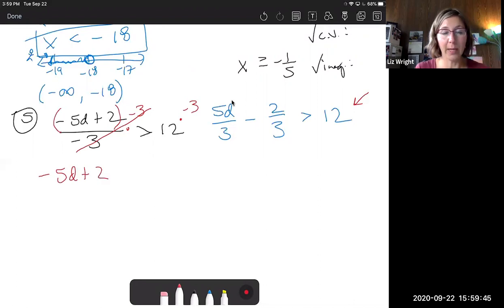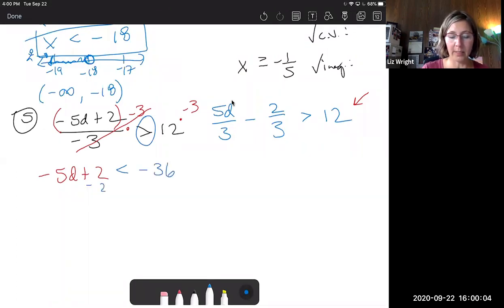And then you just multiplied both sides by a negative. So math siren should be going off in your head, and you should flip that sign right there. So that's going to be negative, or multiply by a negative, so you need to reverse that sign to be less than. 12 times the negative 3 is going to give us negative 36. Now I'm going to subtract those two, and you get negative 5d is going to be less than negative 38.